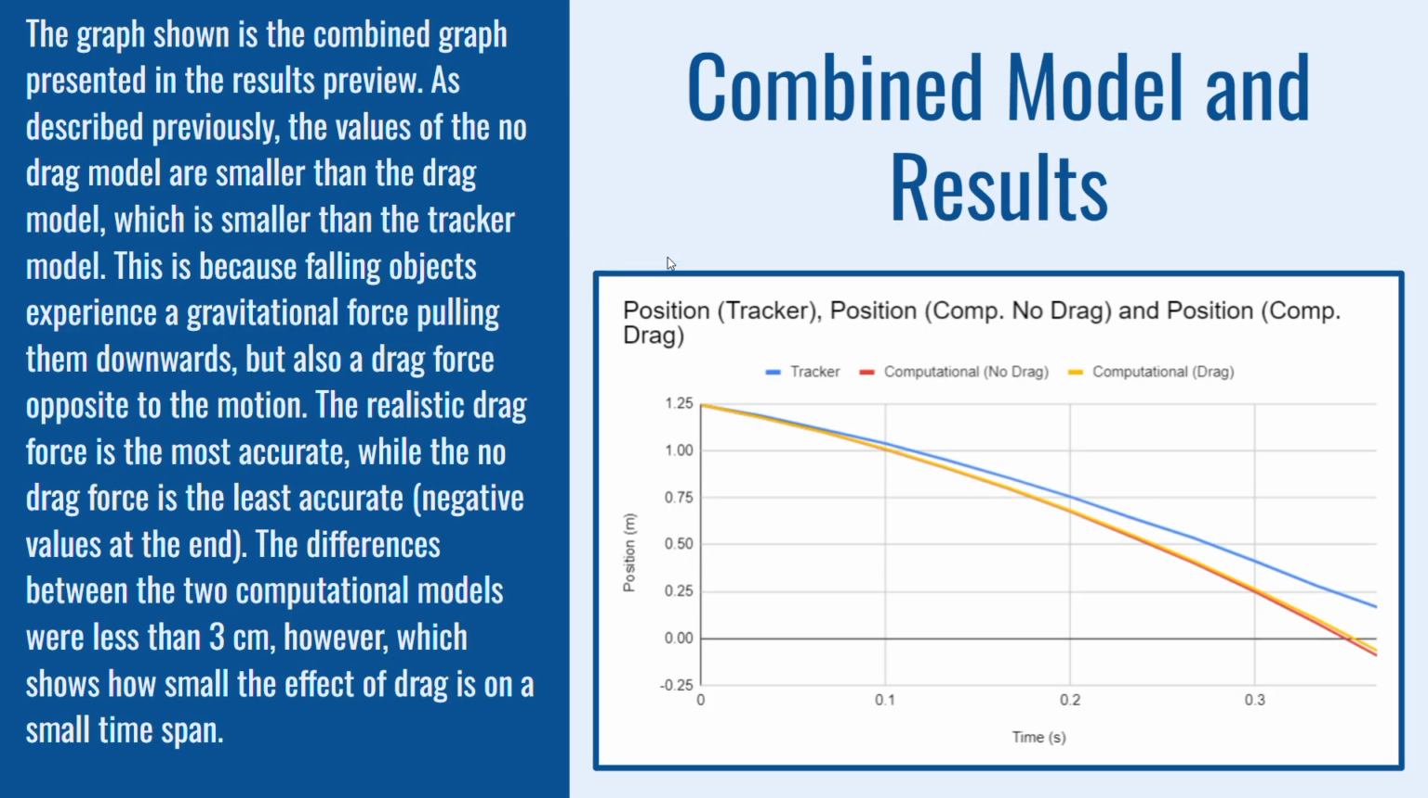So for a quick overview of the main results now, we have all three again overlaid onto one, as you could see before. The computational models are very similar, but the no drag one has the steepest slope and ends the lowest. This is because there is no force of drag opposing the velocity, so it falls the quickest.